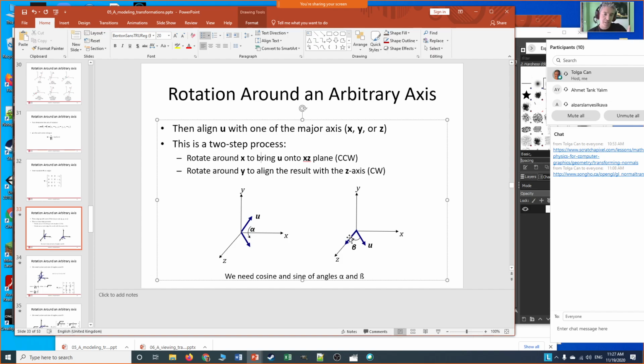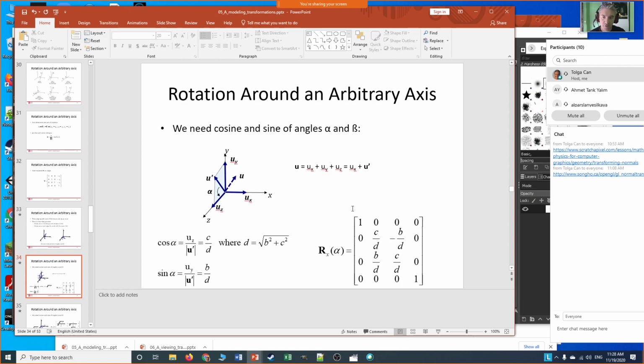Because if you want to rotate around y, the positive rotation around y is counterclockwise. So here, this one just shows we need the cosine and sine of these angles, alpha and beta. So how do we do that?